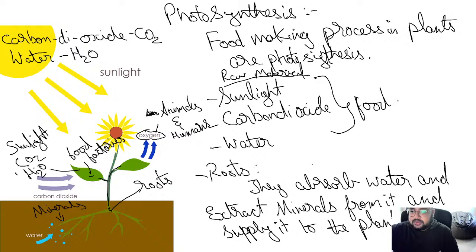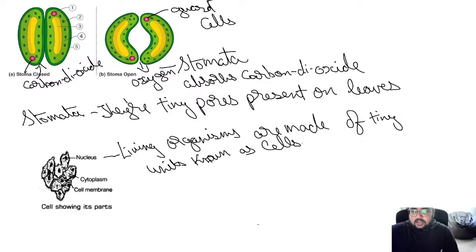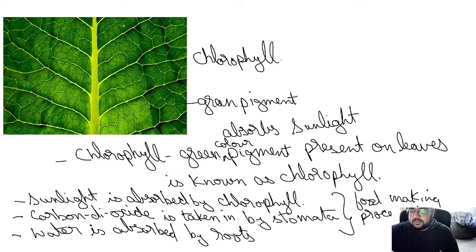So we spoke about how water plays a major role, how roots absorb water, and how carbon dioxide is absorbed. We even spoke about how oxygen is released, where all the food is stored, and how sunlight is absorbed.